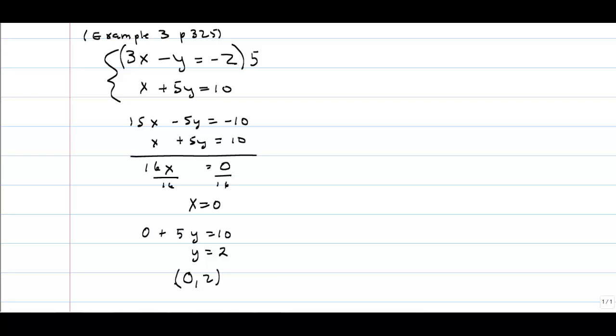Sometimes you'll not have to just multiply one equation by a number, but you're going to have to multiply both equations by different numbers in order to find a variable that cancels out. So what I'd like you to do is work on practice number 3. That's on page 325, and then turn the page and go to page 326 and try practice 4. So pause the video, work on those, and then I'll review them.